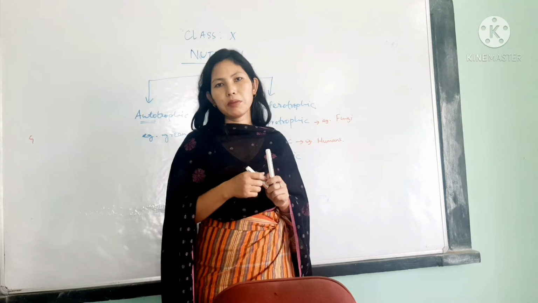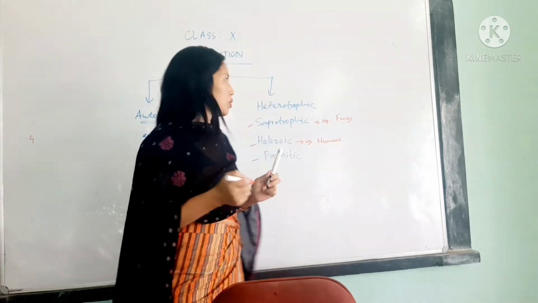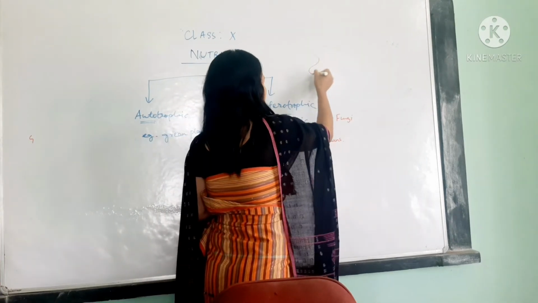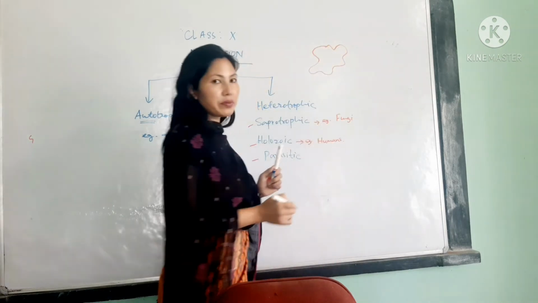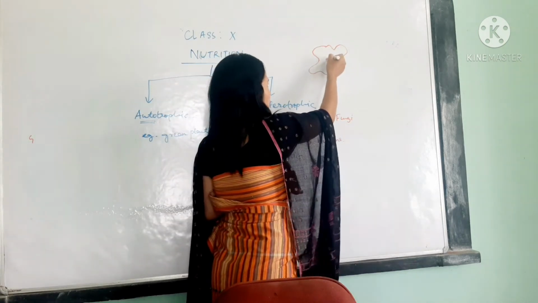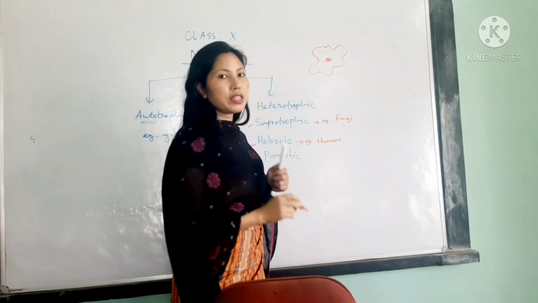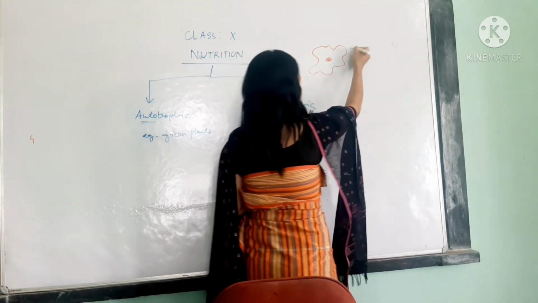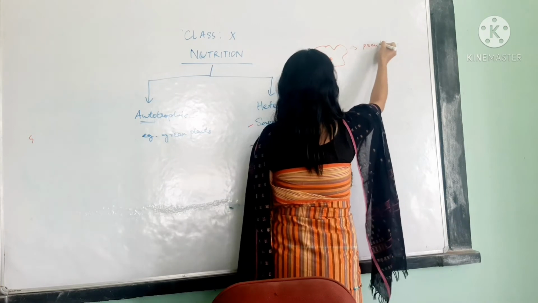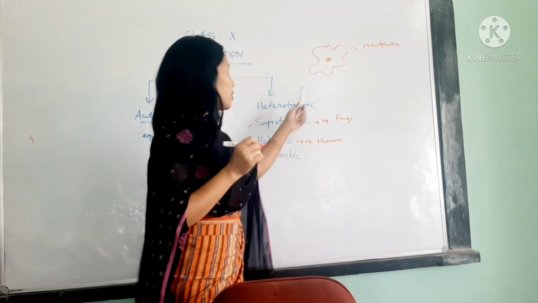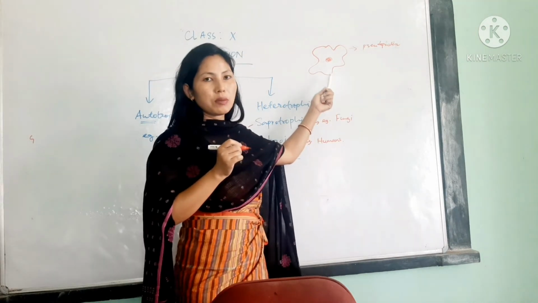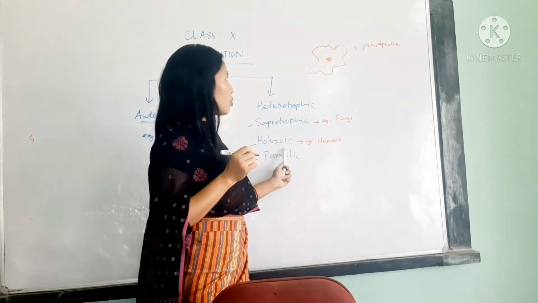For example, amoeba. Amoeba, as you know, is a unicellular protist. So it has an irregular structure like this, right? An amoeba captures its food with the help of pseudopodia. So these are known as pseudopodia. It is very important to understand here how amoeba undergoes nutrition. The mode of nutrition of amoeba is holozoic.